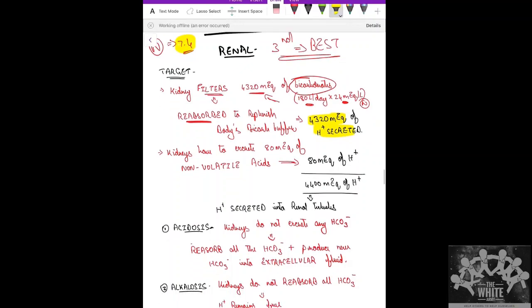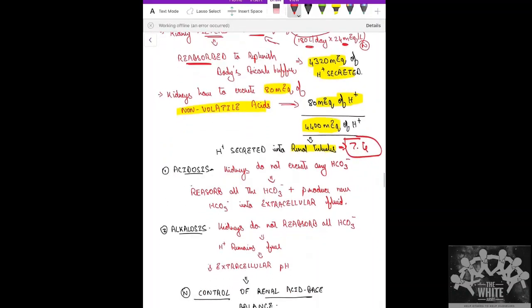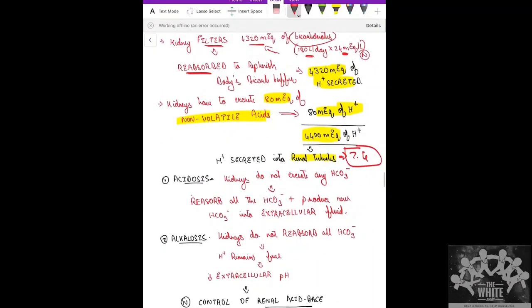Second, there are 80 milliequivalents of non-volatile acids produced in the body. This as well needs to be excreted, so another 80 milliequivalents of H plus. Overall, 4,400 milliequivalents of H plus needs to be secreted by renal tubules to maintain the pH at 7.4. So this was under normal circumstances, but under pathological situations, there might be acidemia and alkalemia, correct?